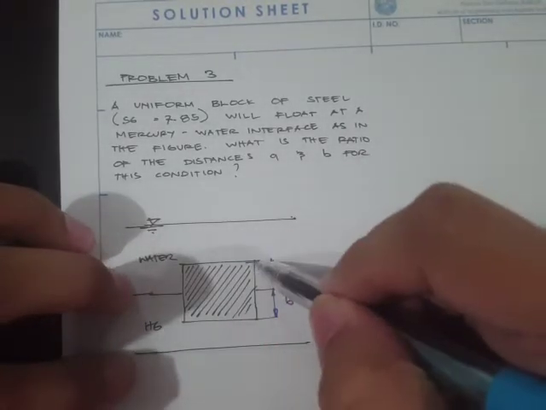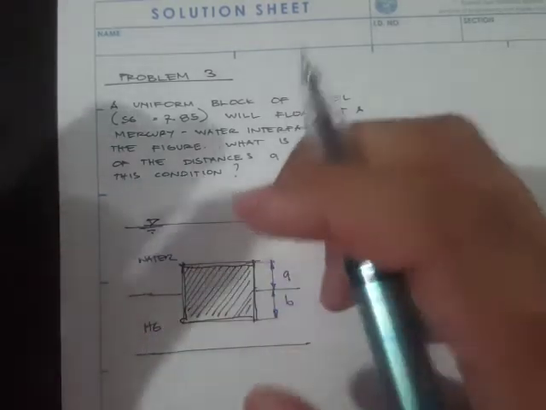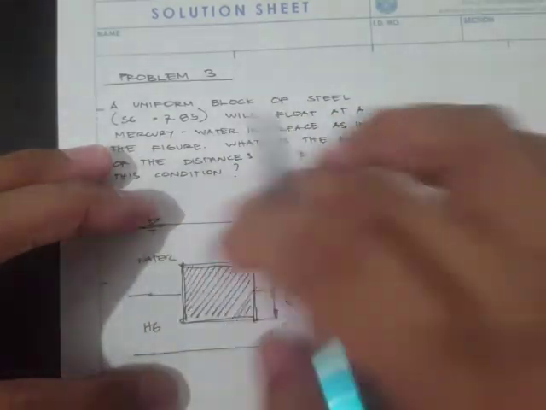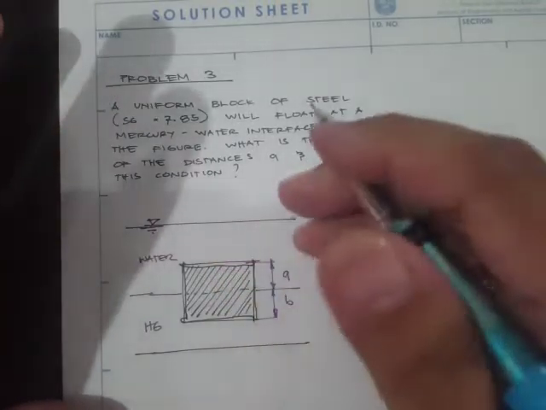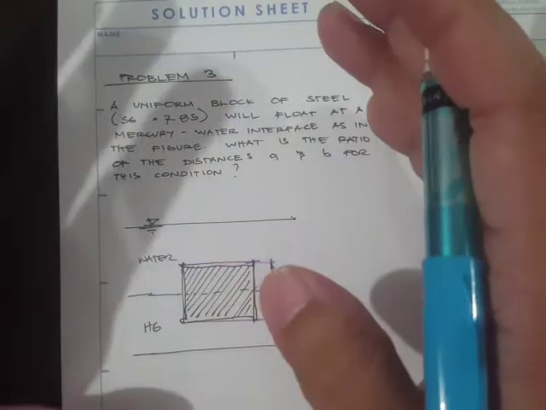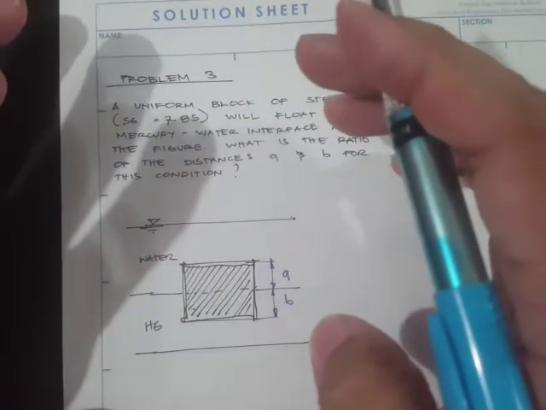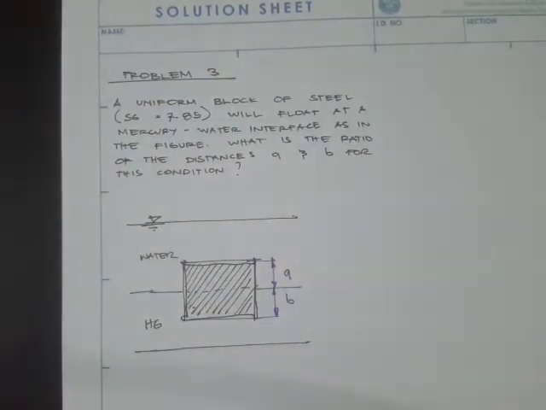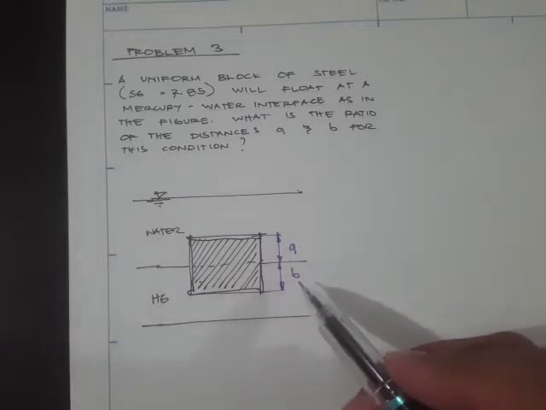And then our steel block is totally submerged in these two fluids, except that some portion of the volume is submerged in water, while the other remaining portion is submerged in the mercury. And we have this distance A and B. The problem says we are to find the ratio of A over B.